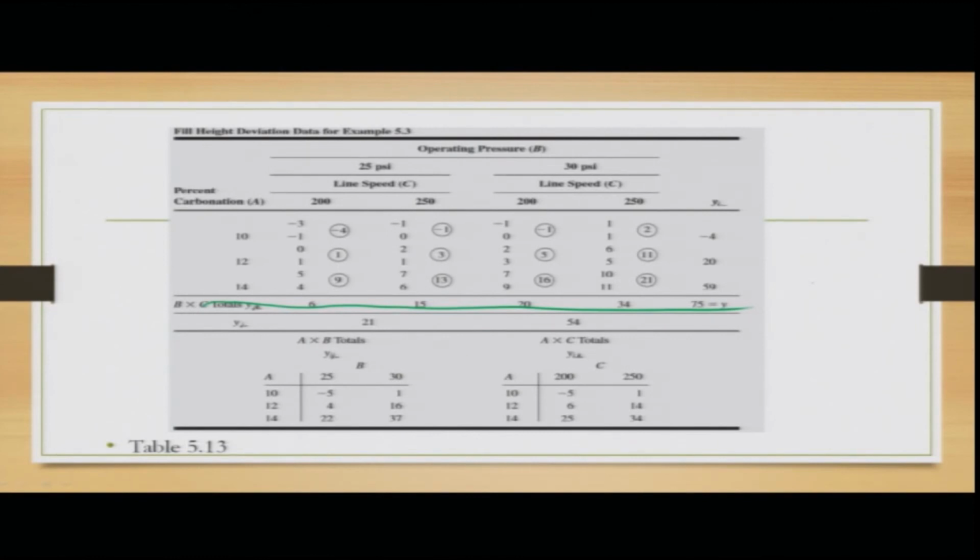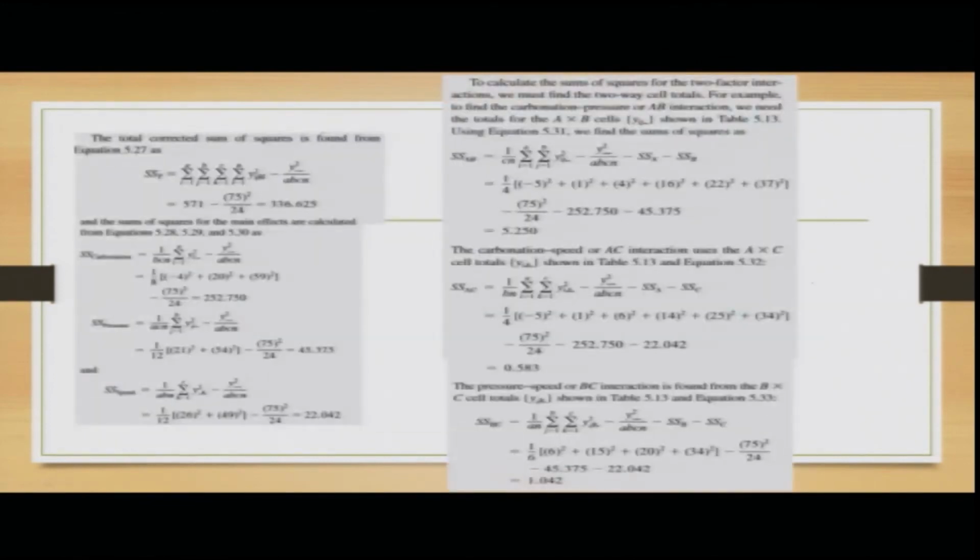Similarly, for the combinations of A and B, and A and C, the values are given. A values are 10, 12 and 14, B values are 25 and 30, and C values are 200 and 250. The total corrected sum of squares is found to be 336.625, and the sums of squares of the main effects are calculated from equations as we have already discussed.